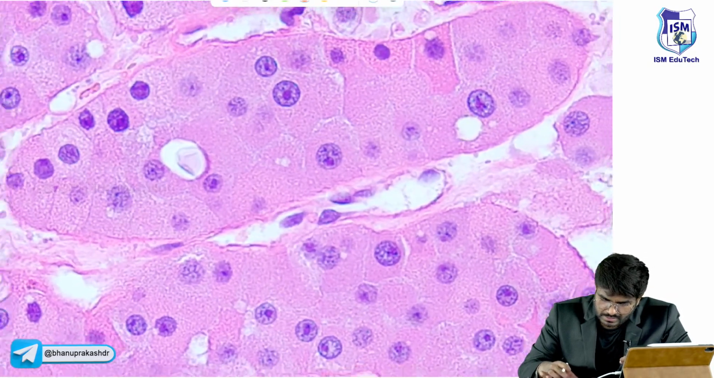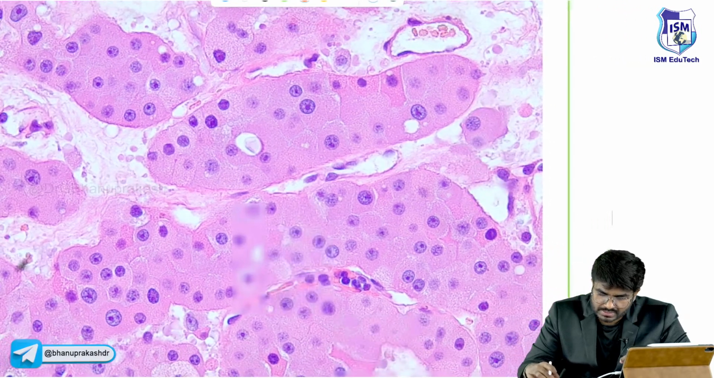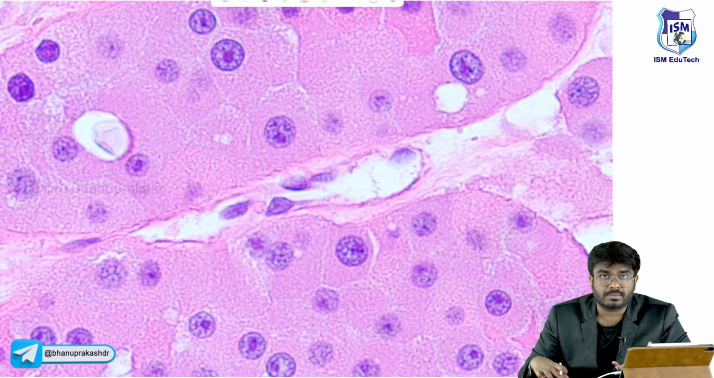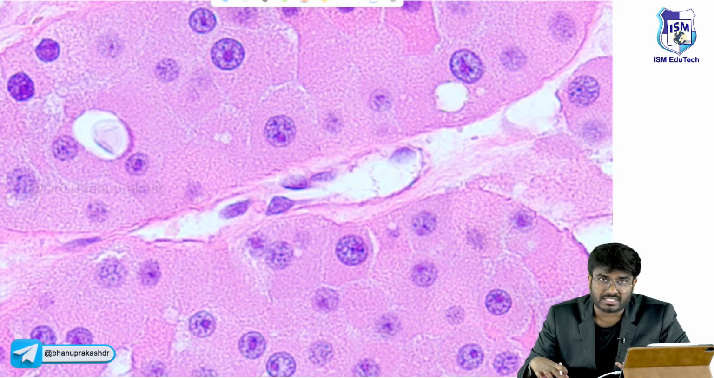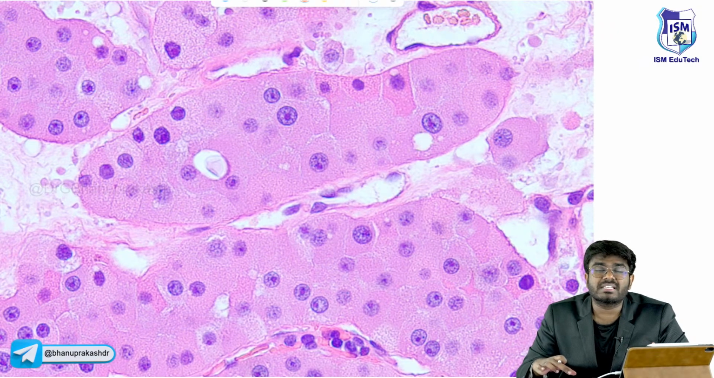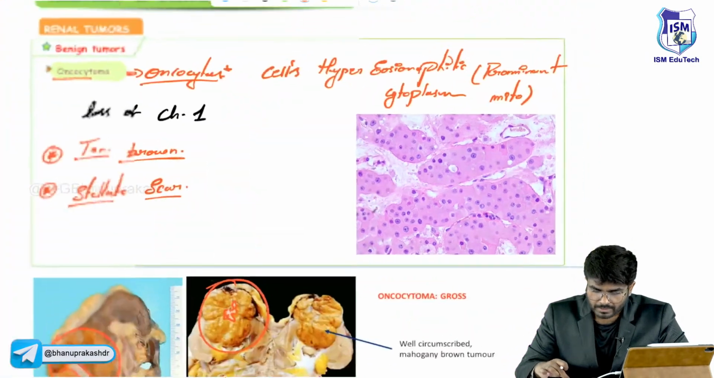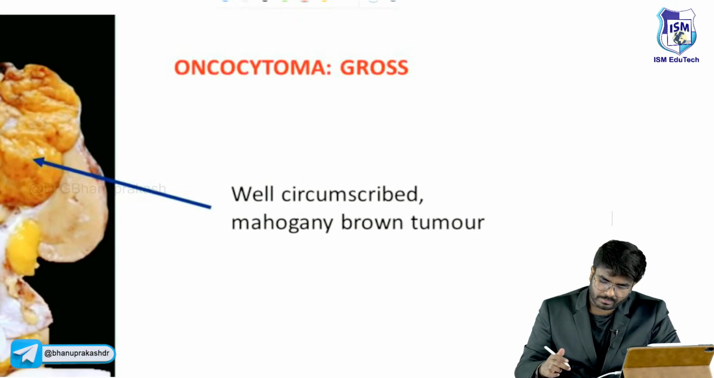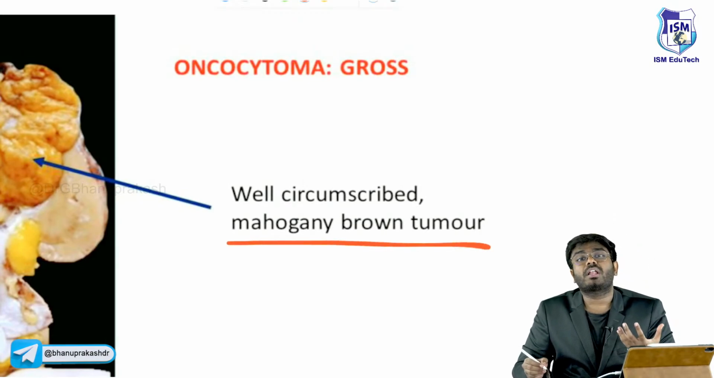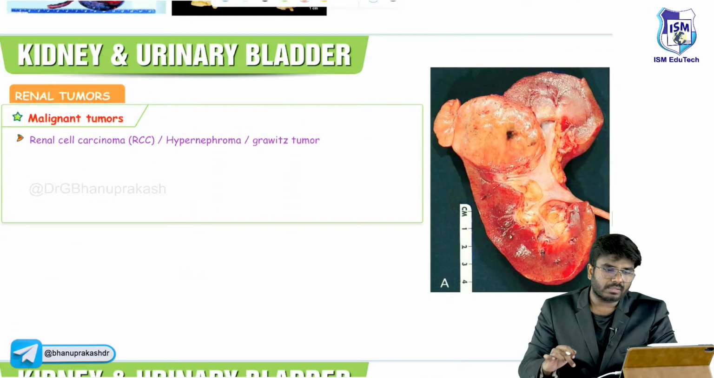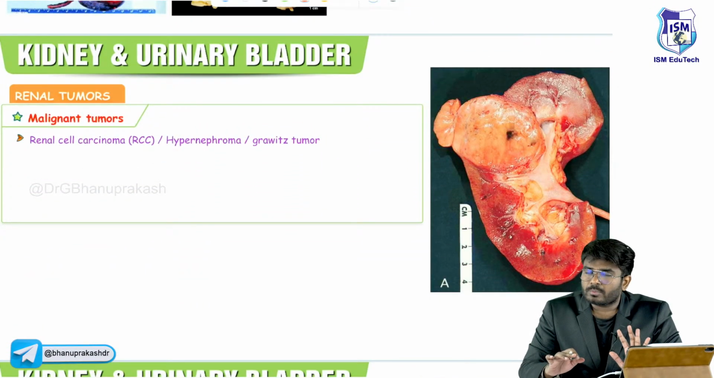So what are these? These are oncocytes. All these are the oncocytes. Look at the cytoplasm. How is the cytoplasm? It's a hypereosinophilic granular cytoplasm with lots and lots of mitochondria. Oncocytes are nothing but cells with a lot of mitochondria. So done. Oncocytoma: mahogany brown or tan brown tumor with a stellate scar in the middle. So done, the benign tumors are completed.